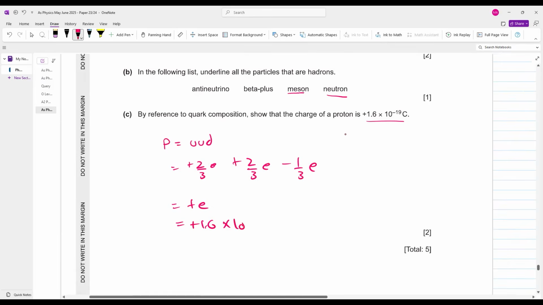1.6 times 10 to the power minus 19 coulomb. This marks the end of paper 2, variant 3 or 4, AS Physics, May June 2025.